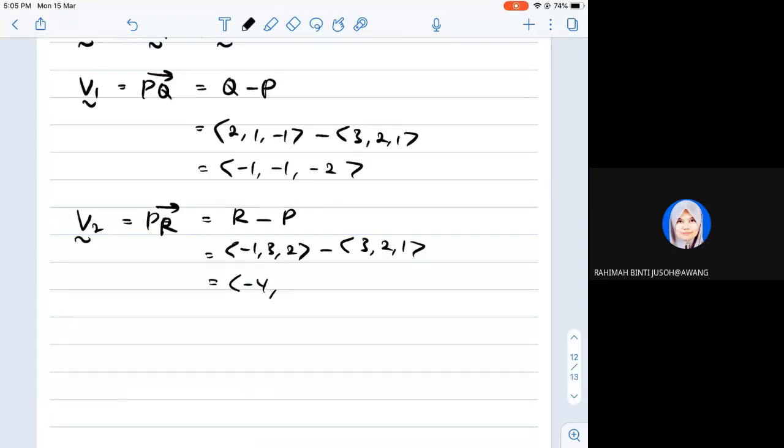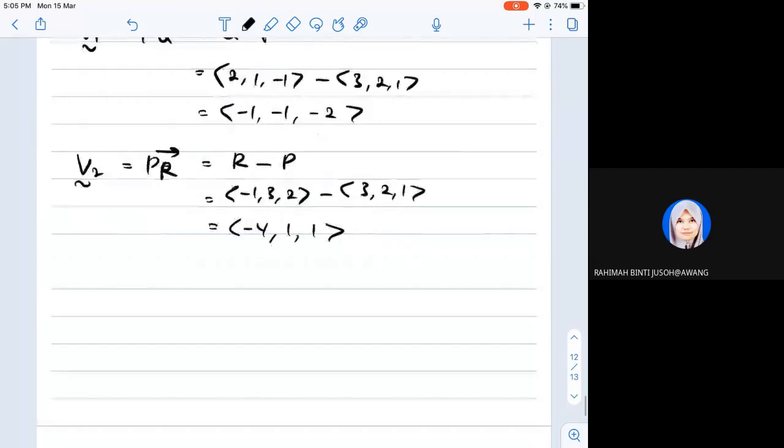And then 3 minus 2 is 1. 2 minus 1, 1 lah. Okay, so now jom kita cari normal vector kita. So V1 cross V2.